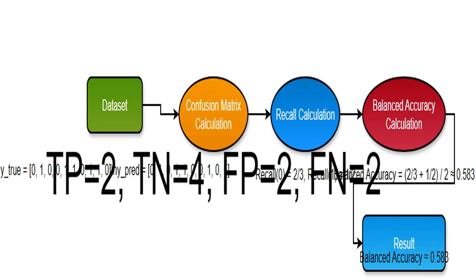Next, I calculated the recall for each class. Recall for class 0 is the number of correctly predicted negative instances, TN, divided by the total number of actual negative instances, TN plus FN. Similarly, recall for class 1 is the number of correctly predicted positive instances, TP, divided by the total number of actual positive instances, TP plus FP.